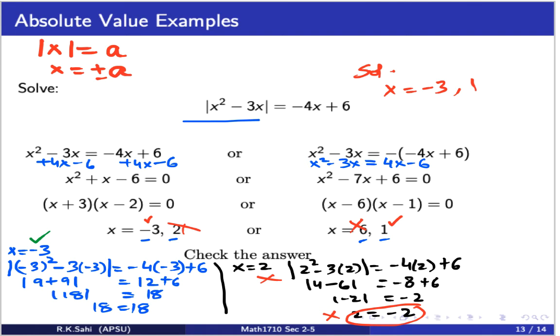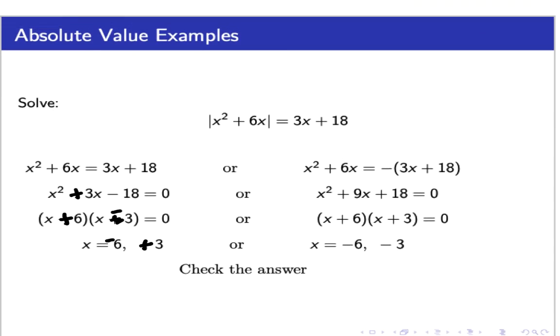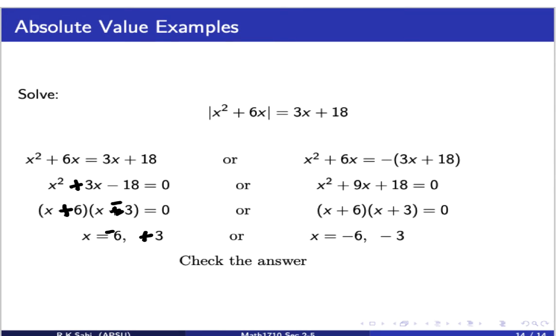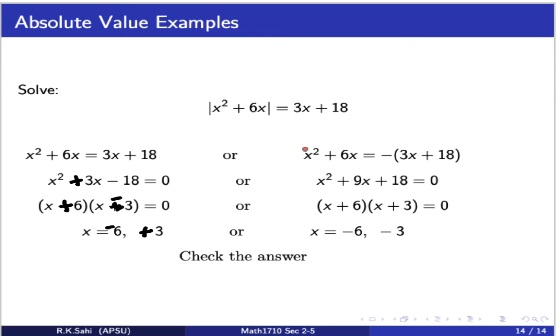One more problem, guys, and we'll be done with the absolute value examples. Okay, so here's the problem. It is the absolute value of x squared plus 6x equals 3x plus 18. Once again, let me write it down here for you.